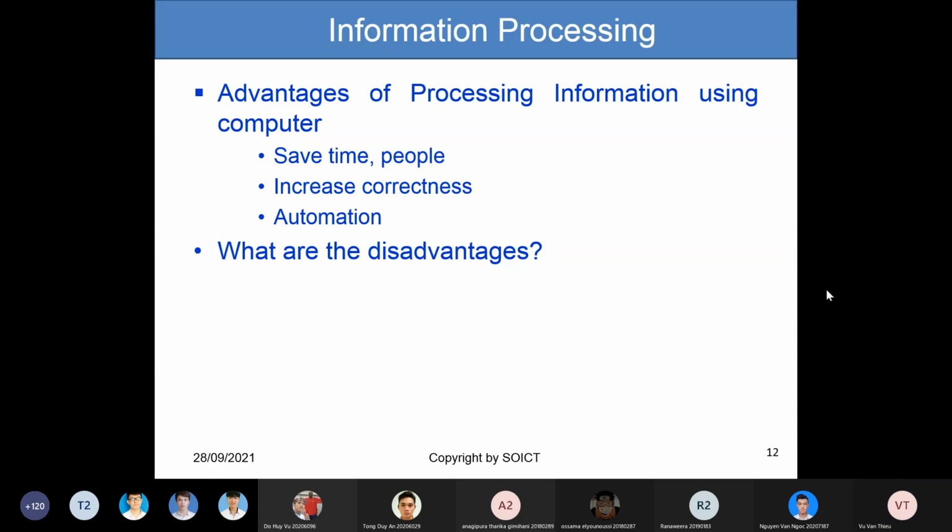Đinh Đức Anh. Yes, I'm here. Can you tell me some disadvantages of processing information using computer?